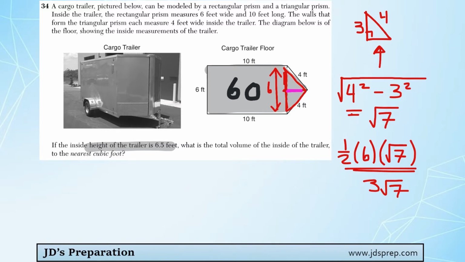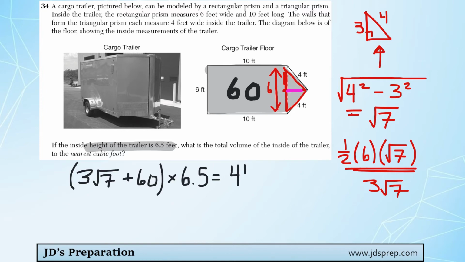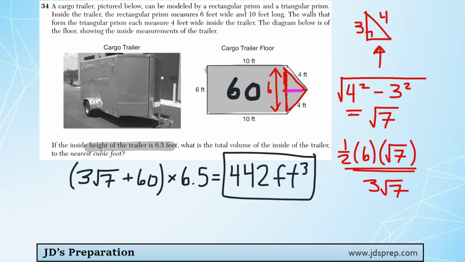So to find the area of the entire base, we're going to take the area of that triangle, 3 root 7, and add the area of the rectangle, which is 60. After doing that, because that represents the area of the base, we just need to multiply that by the height of the entire trailer, 6.5, and that will get us our answer. So we get a total volume of the trailer of 442 feet cubed, and that is, of course, after rounding to the nearest whole number.